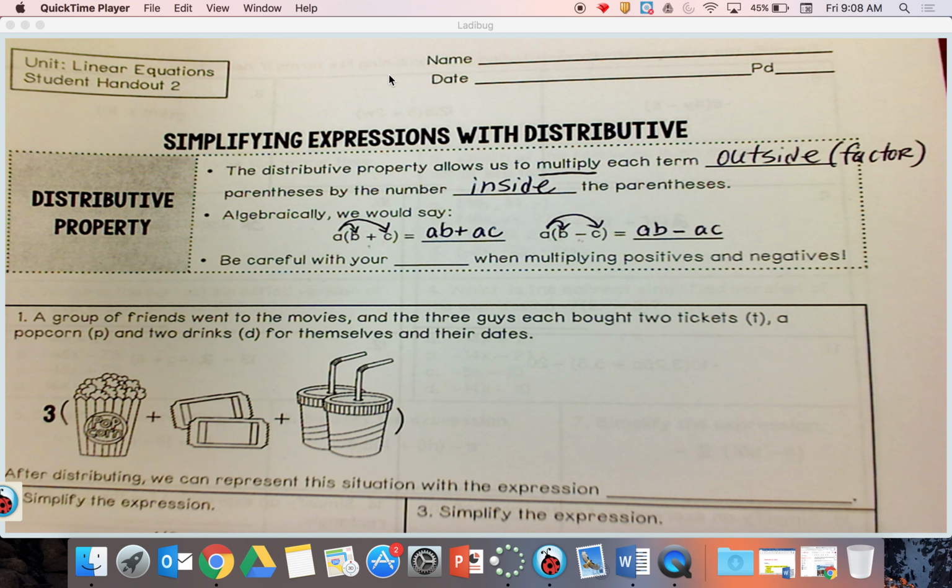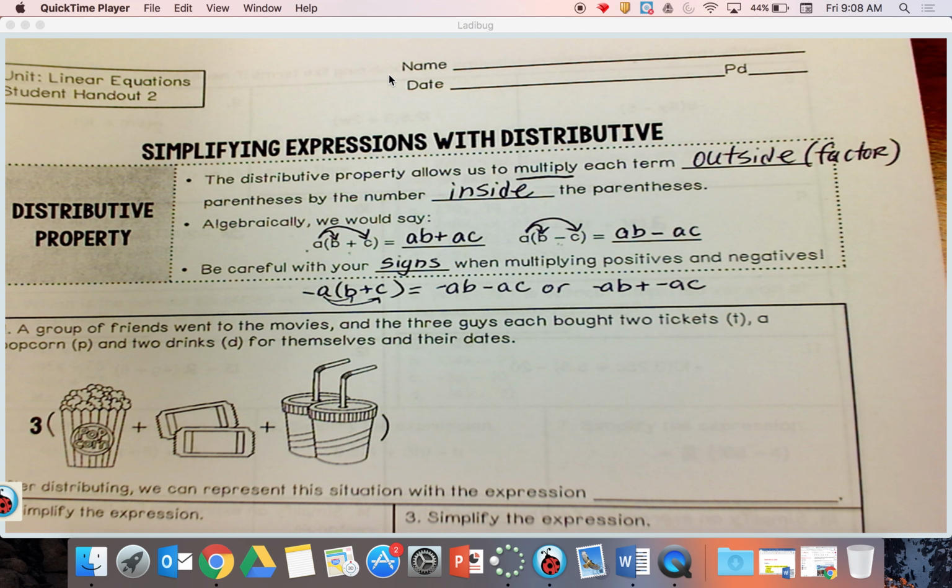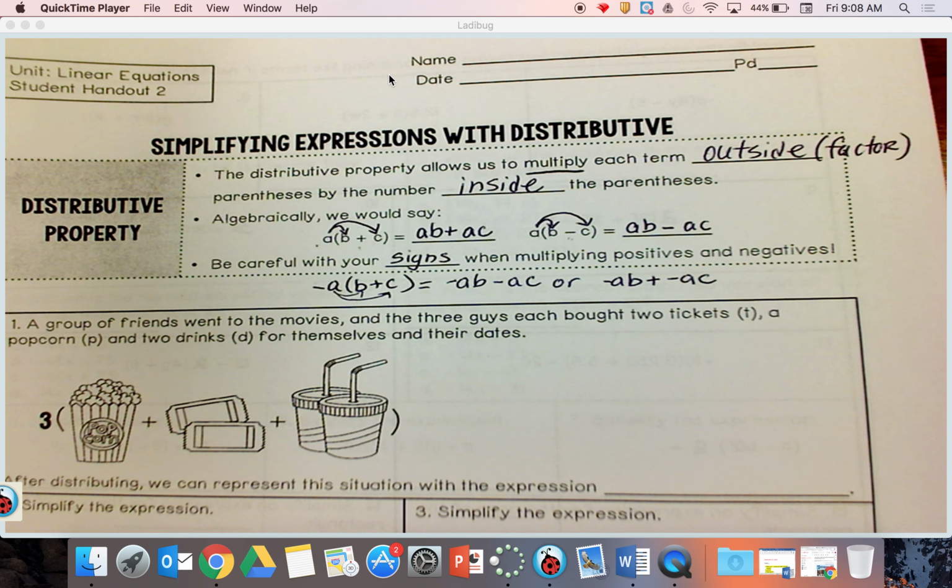An example of that would be if you have a negative A times B plus C. This would end up giving us negative AB, and then the negative A goes to the C, which would give us a negative AC. So you can write it like that, or if you want to, you could write it out as this. It'd be the same way. So we have to be careful about our signs, and about what a minus and a minus give us and a plus and a minus give us when we multiply in this case.